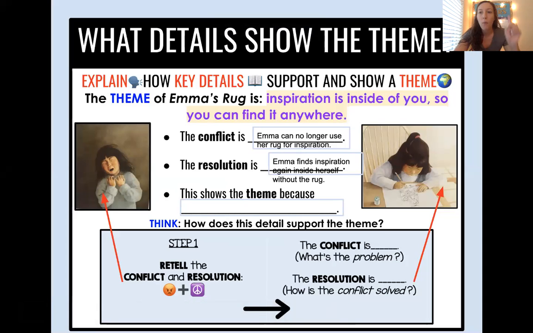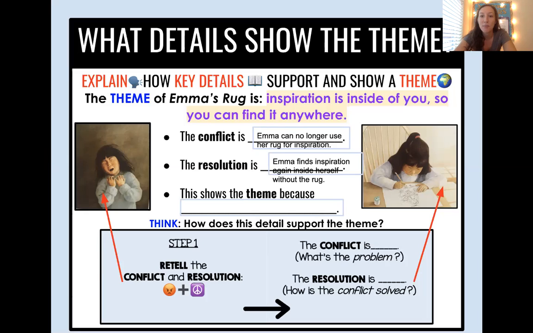So now that we've thought about what the conflict is and what the resolution is, how do both of those things help me think about the theme? We forgot the theme. Let's look at it again together in purple. The theme of Emma's Rug is inspiration is inside of you, so you can find it anywhere. We know this is the theme because it's something that we can do in real life. We know the conflict of the story is Emma can no longer use her rug for inspiration, but she solves this conflict with the resolution of finding inspiration inside herself without the rug.